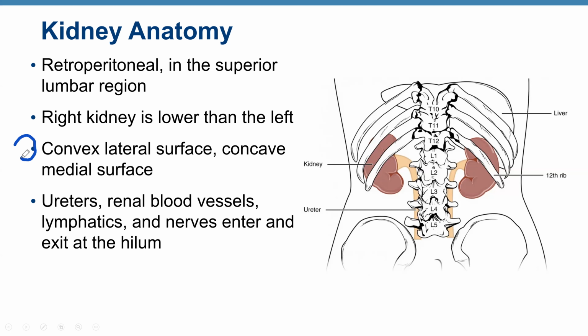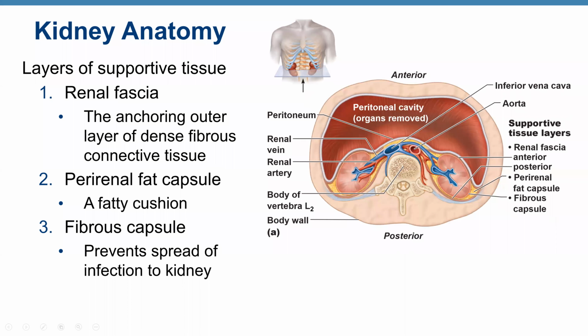A convex lateral surface, so that's convex, and a concave medial surface, that's the concave surface. Ureters, renal blood vessels, lymphatics, and nerves enter and exit at a structure called the hilum. So the hilum will be the structure right there. Okay, so this is kidney anatomy.